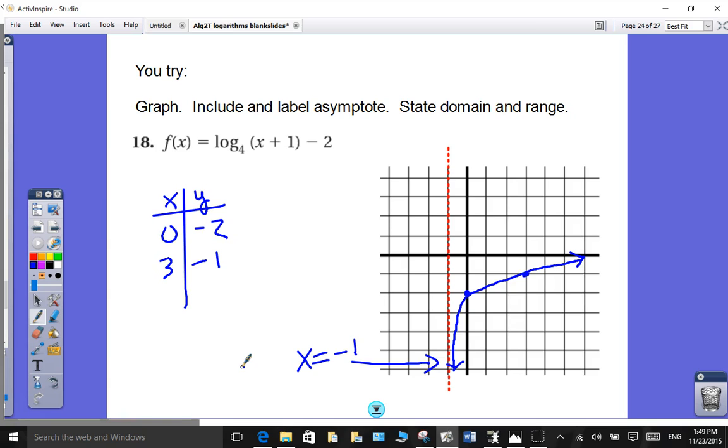Now I plotted one other point. I put in x equals 3 because then I've got the log base 4 of 4, which is 1. And 1 minus 2 is negative 1. So, right, what is the range? Or sorry, the domain. Domain is x greater than negative 1. The range is all real numbers.